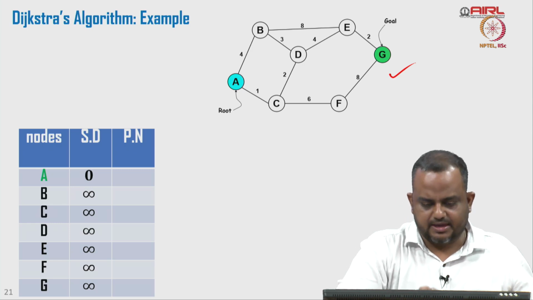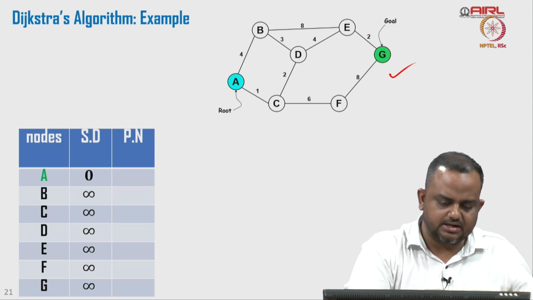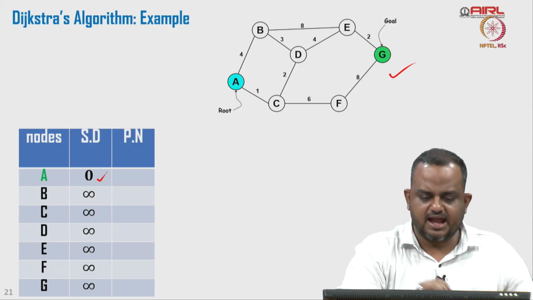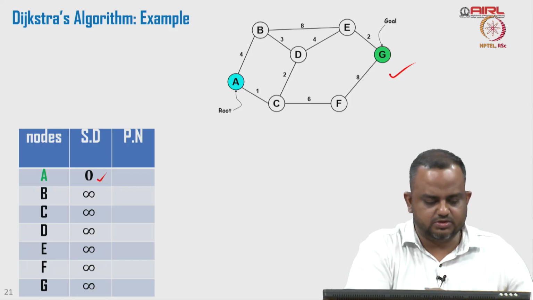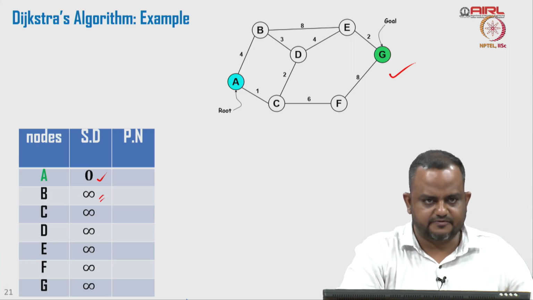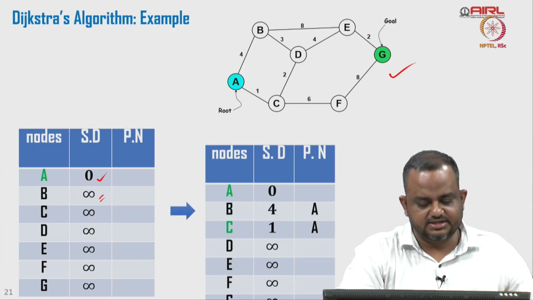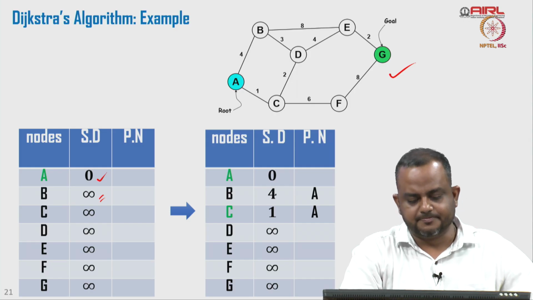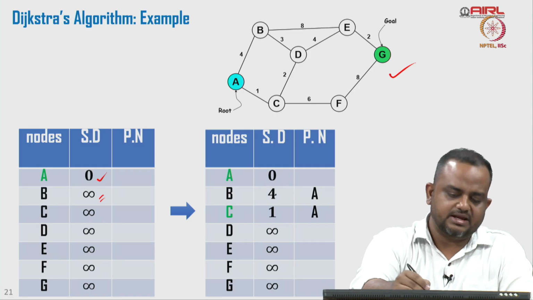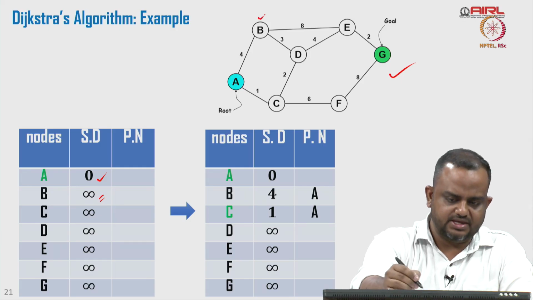So, we have A. Now, this is the start node, so the distance is 0, and all the other nodes are unvisited nodes, so the distances are taken as infinite. Now, what happens in the next iteration? From A, the drone or robot can go to two nodes, B and C.